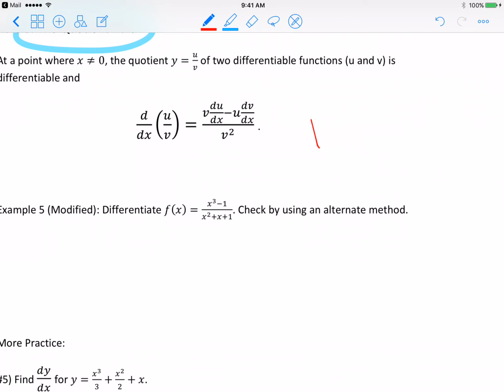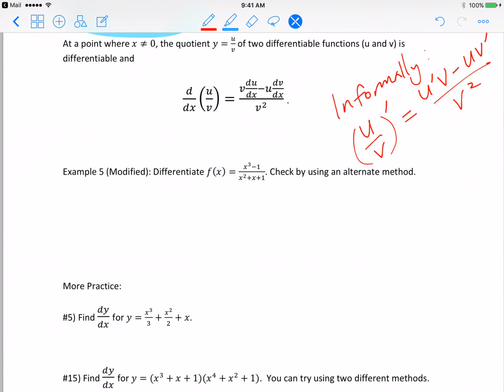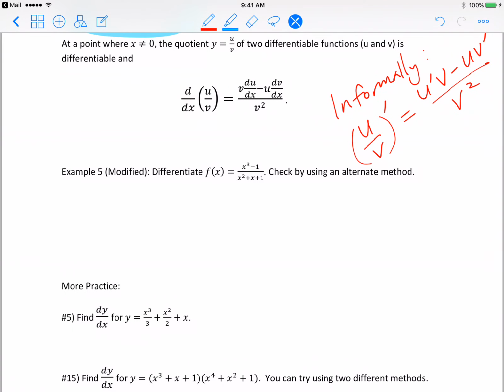And informally speaking again, this is your formal notation. I guess it's an intermediate notation. It's not too formal, but at the same time, it's not too informal. Informally speaking, you could do this: the derivative of u over v could be written as u prime v minus u v prime divided by v squared. That usually helps me to differentiate any kind of quotient expressions, quotient functions.